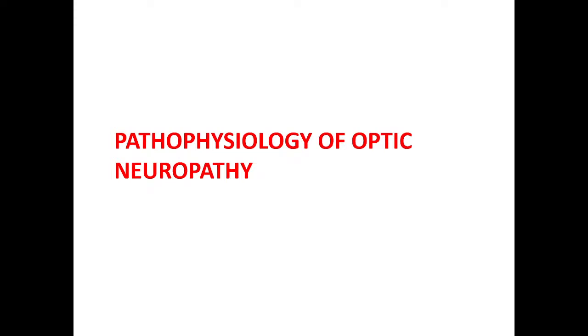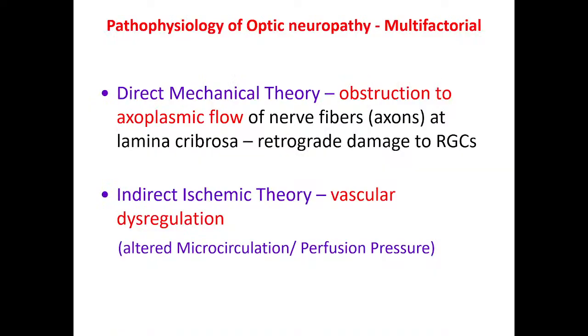And second is the vascular theory, where there is a vascular dysregulation of the blood supply to the optic nerve head or the nerve fibers, the axons of the ganglion cells which form the retinal nerve fiber layer. This gives rise to the optic neuropathy. This is mostly seen in normal tension glaucoma. I told you pressure is normal, but because there is a vascular dysregulation, genetically predisposed, it is a genetic disease.